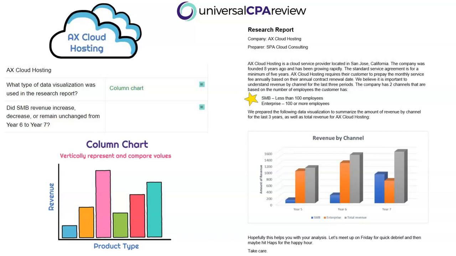Now the second question for AX Cloud Hosting, it says, did SMB revenue increase, decrease, or remain unchanged from year 6 to year 7? So SMB is the blue, and we're focused on year 6 and year 7. Well, we don't know exactly what the amount of revenues are. It's hard to tell, but we can see that it definitely increased, right? It looks like it went up from about 200 all the way to around 800. But either way, revenue increased, right? So increase is going to be the correct drop down.